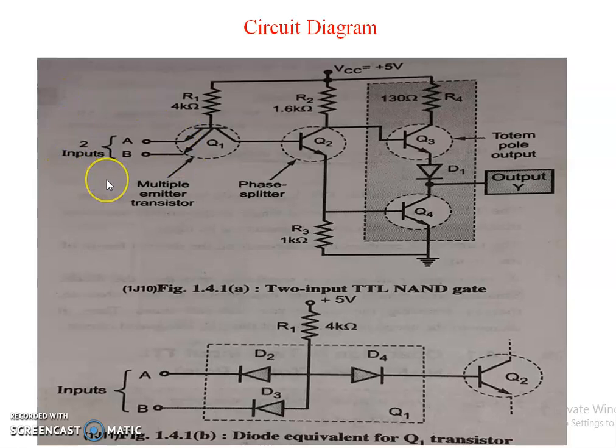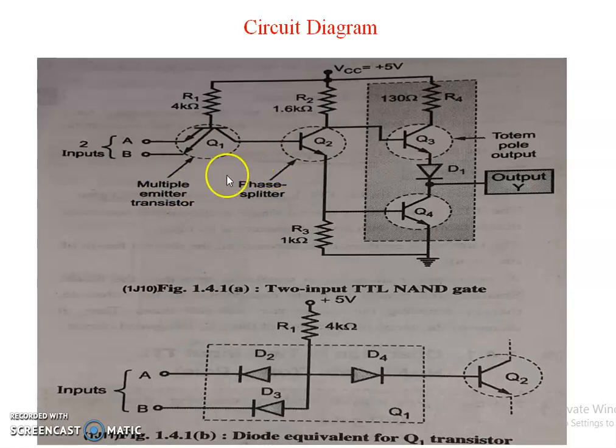It consists of NPN transistor Q1 with two emitters as inputs. Here inputs are A and B. Q1 is a multiple emitter transistor, so the number of input terminals will be equal to the number of inputs of the NAND gate.